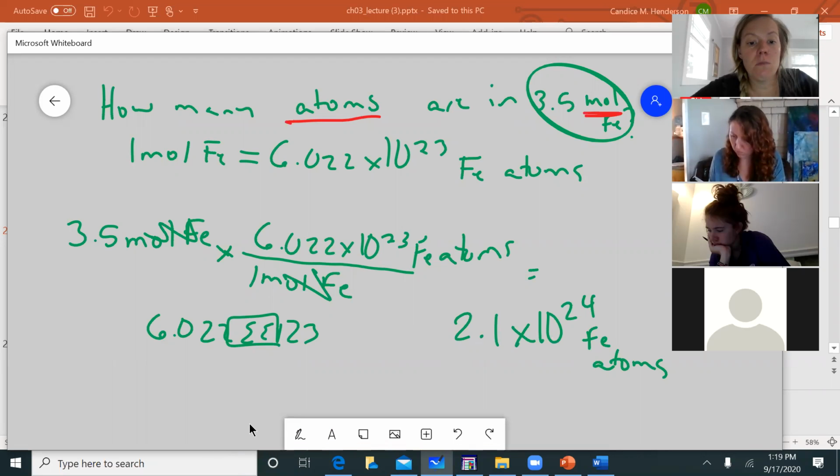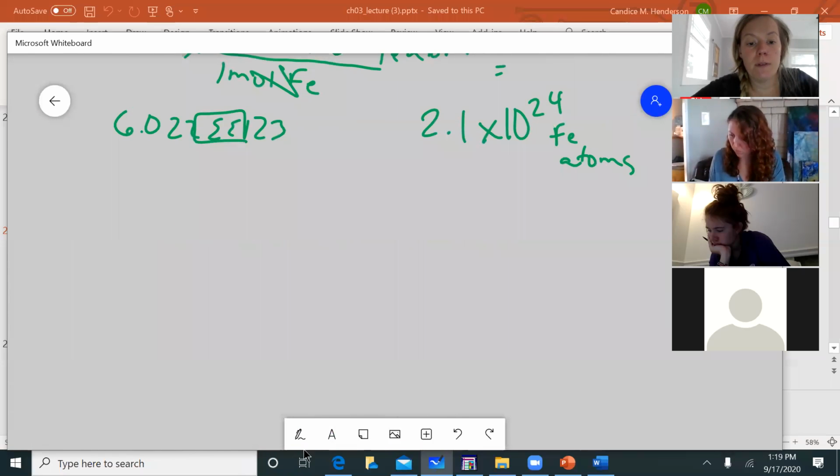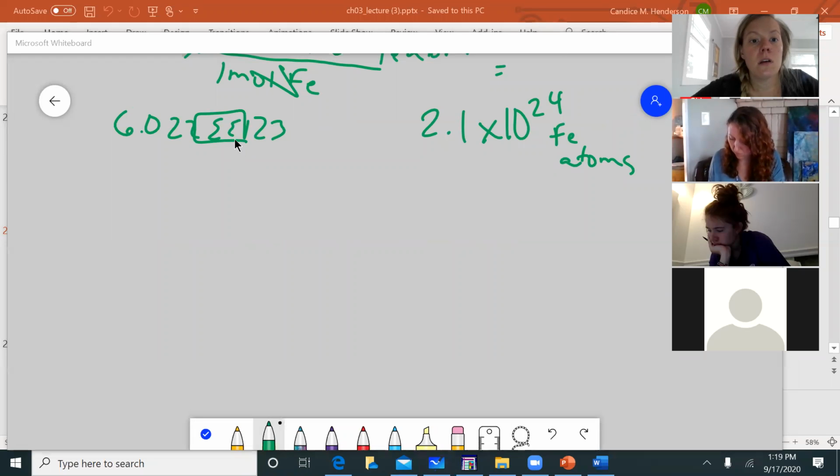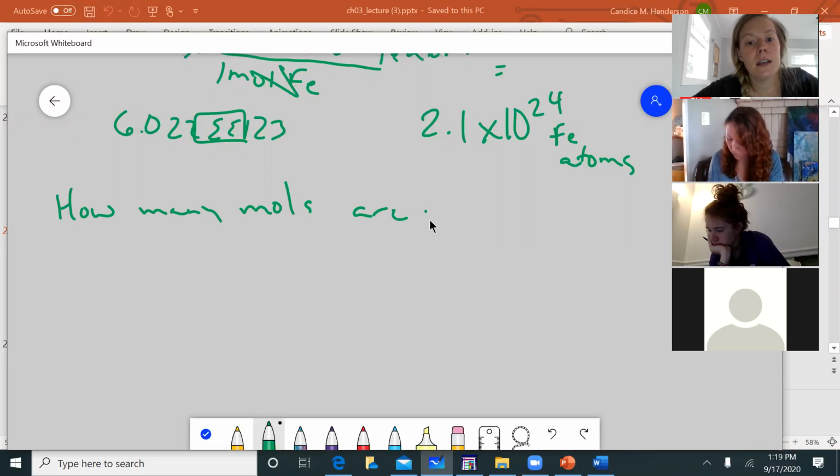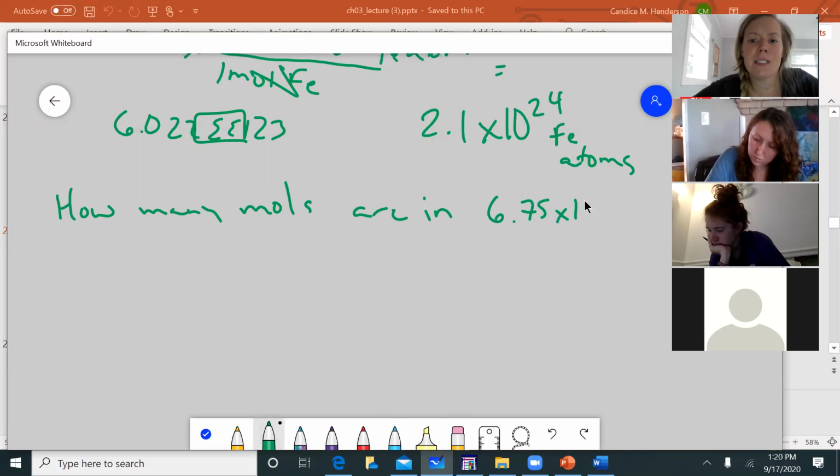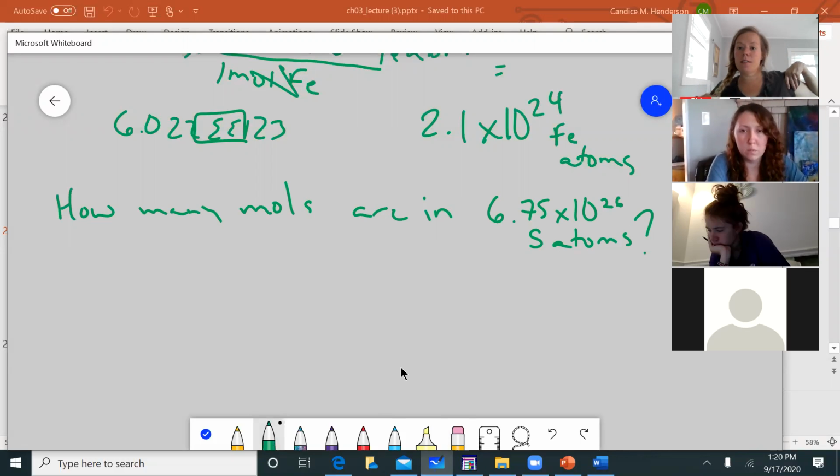So what if instead of giving you moles, I was to give you number of atoms? How many moles are in 6.75 times 10 to the 26th sulfur atoms? Okay, how many moles are in 6.75 times 10 to the 26 sulfur atoms?